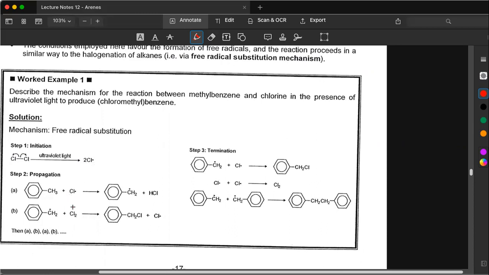Then move on to propagation. This Cl radical attacks this, forming CH2, then this becomes a radical. Make sure the dot is at the C. Then you form HCl, and then this one attacks Cl2, forms a Cl radical, and goes on. And then the termination step, where two radicals meet.